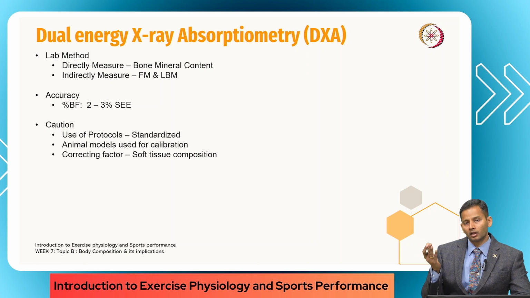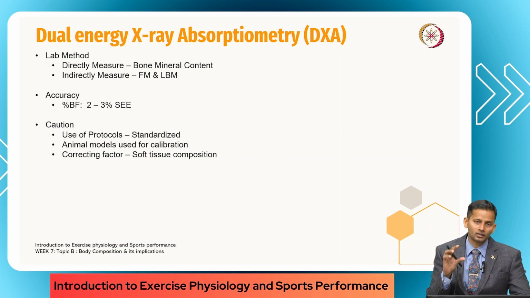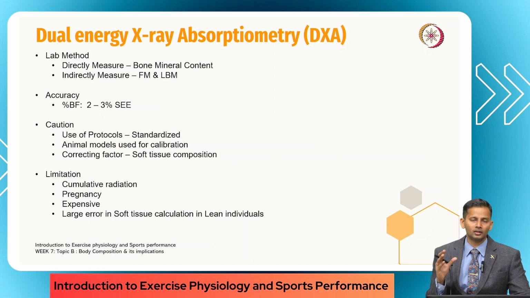The caution that we need to remember here is that there are protocols, but the standardized protocols vary with respect to the manufacturers, and for calibration of this equipment, animal models are used. So obviously there is a difference between live human body composition and the animal models, and hence a correction factor is used. There is also a separate correction factor for the indirect measure of soft tissue composition. That's again something one needs to remember.